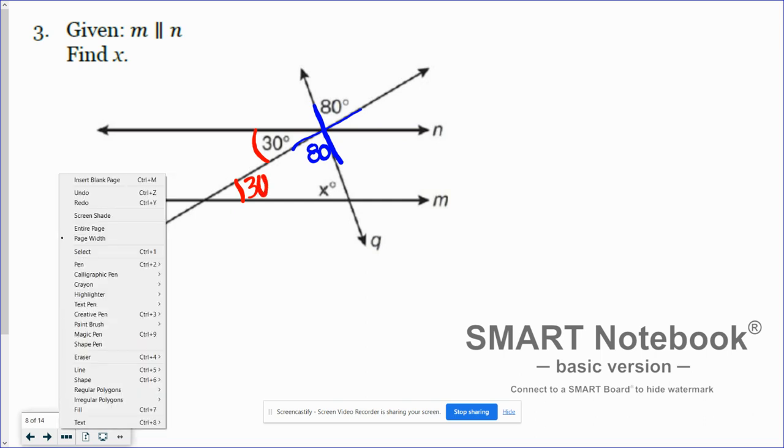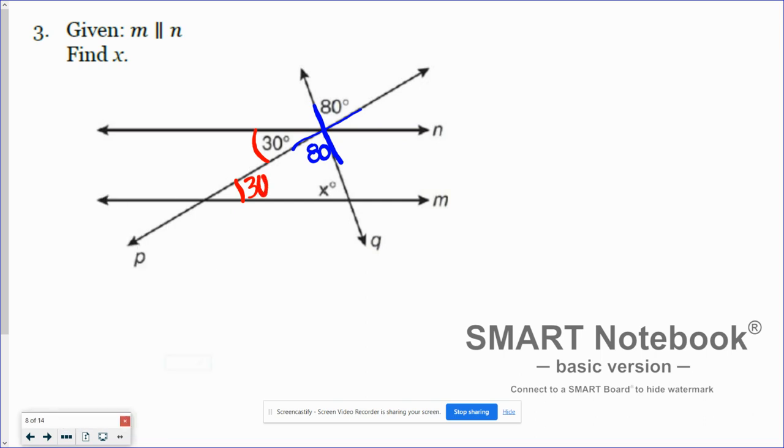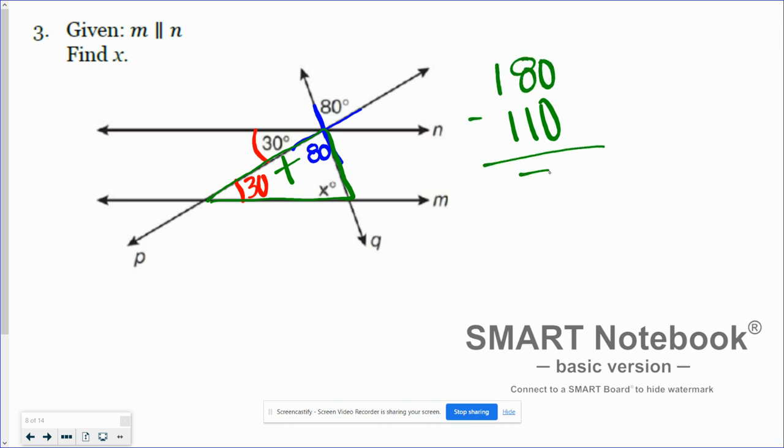And then we have a triangle. And what do you know about all three angles in a triangle? That's right, they add up to be 180. So like these two angles here add up to be 110. If we subtract that from 180, we get 70, and that is the measure of x.